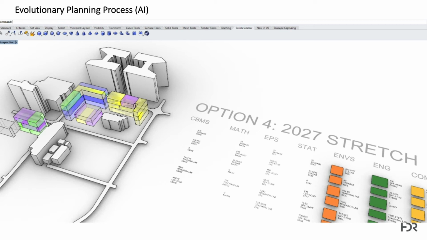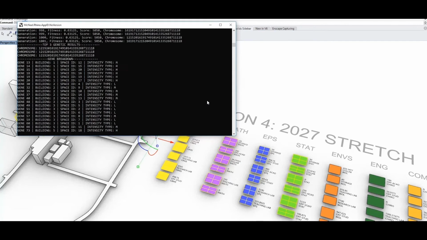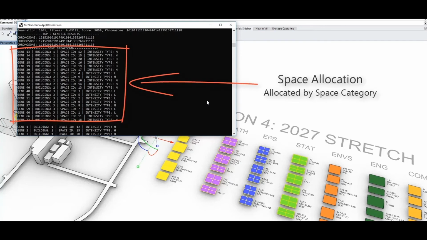It might be chemistry and biology, they need to be associated because they have high intensity requirements. So what we're doing is overlaying performance requirements and running it through 100,000 iterations in under a minute. It would have taken me months just to go through those various iterations.